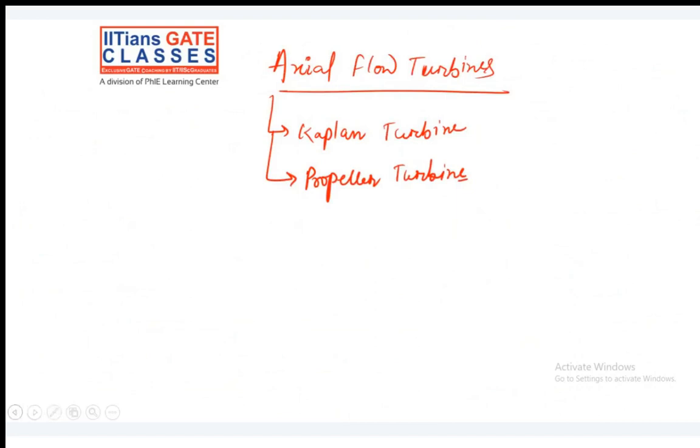When the vanes are fixed to the hub and not adjustable, then it is a propeller turbine. Sometimes questions might appear like this: in the propeller turbine, the vanes are fixed, and fixed means they are not adjustable.